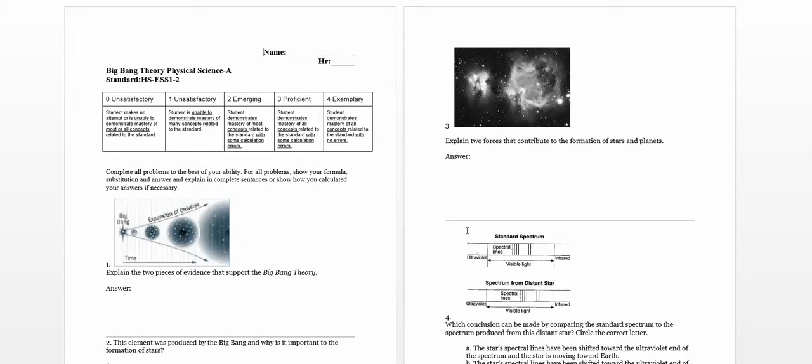Question number 3, what 2 forces contribute to the formation of stars and planets? Definitely gravity, as it starts to pull these stars together. And then we said once you get enough gravity and enough pressure with the material, this pressure is going to ignite fusion. And so those would be the 2 forces. You would have that gravitational pull and then the pressure of all this material.